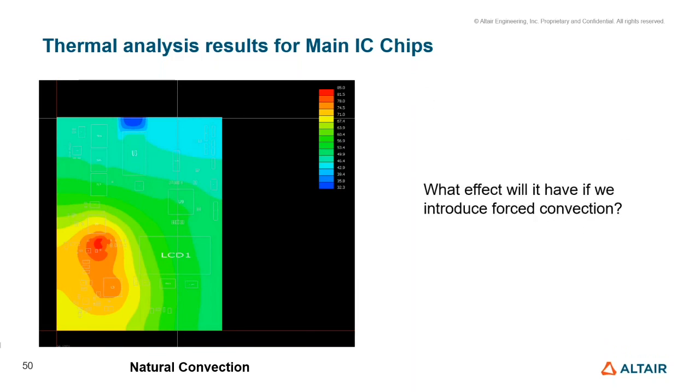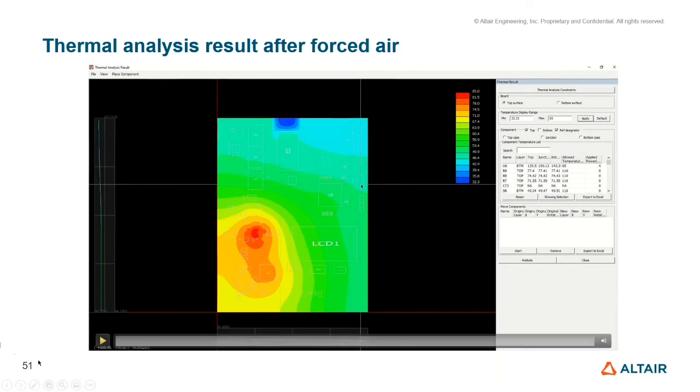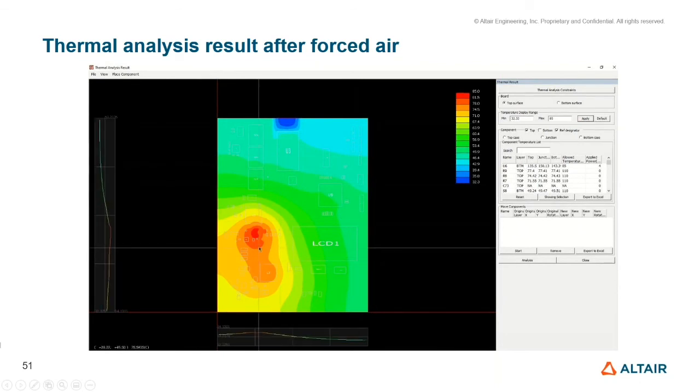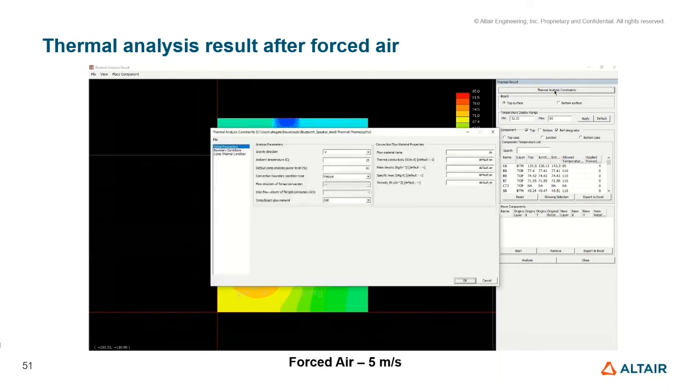Well, what effect will it have if we introduce forced convection, for example, an electric fan inside the enclosure? And now we'll see how we can change the convection type and rerun the analysis with ease. The actual surface temperature is shown on the bottom left, where my cursor is. Now we introduce forced air convection with a speed of 5 meters per second.